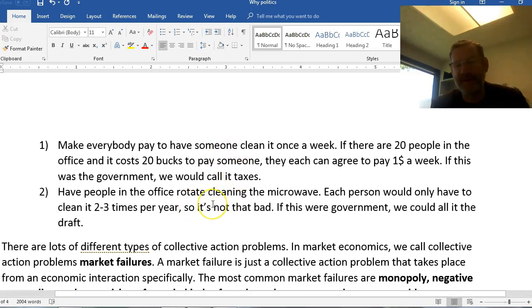Now, the second one might still have some elements of a free rider problem left within it, because someone might just say, well, I don't feel like doing it this week, and just skip their week, assuming that the person who does it the week after won't skip and will actually do it. So you might have to, again, have another mechanism to make sure that people are actually doing it.